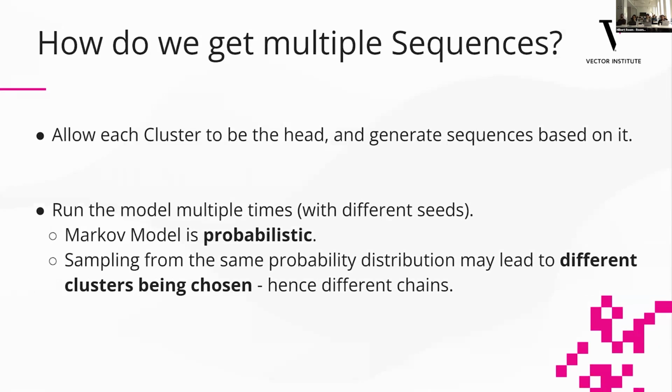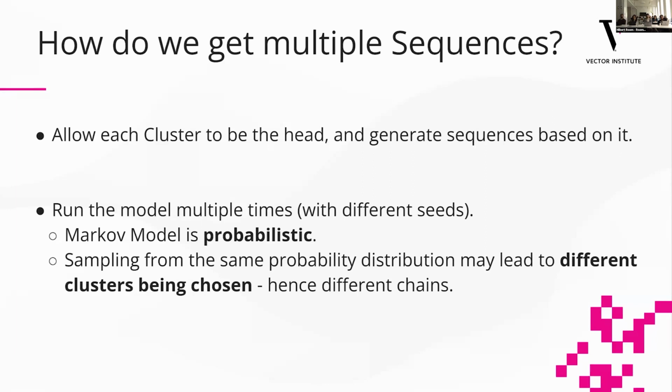So now we have a single sequence. How do we get multiple sequences? If you remember, we chose cluster 2 as our head in our previous example. We could have chosen cluster 3 as our head, or maybe cluster 100 as our head, and generate sequences based on it. That's one way to get multiple sequences.